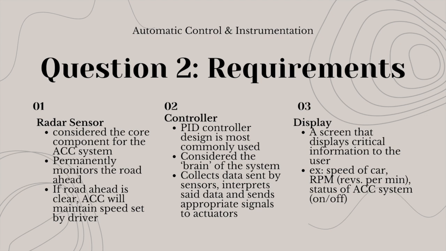If the sensor detects there is a car ahead, the ACC will set the vehicle's speed based on the car ahead. The controller is the next component and is considered to be the brain of the system. The controller collects the data sent by the sensors, interprets it, and sends the appropriate signals to the actuator, which we will touch on shortly. The display is also considered a core component as it allows the driver to keep track of vital info such as the speed of the car, RPM of the car, and the status of the ACC, whether it is on or off.